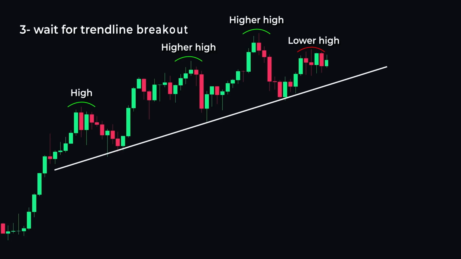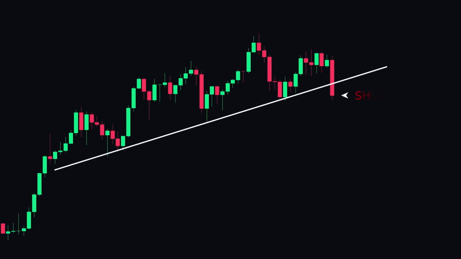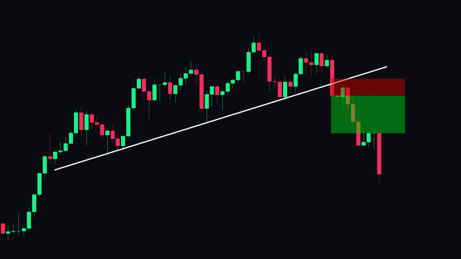Once this happens, we wait for the price to close well below the trend line, confirming the trend change. And because this is a bearish setup, we take a short position next. A stop loss could be placed slightly above the trend line and a take profit at 2 times the stop loss size. And as you can see, price went down and hits our take profit.